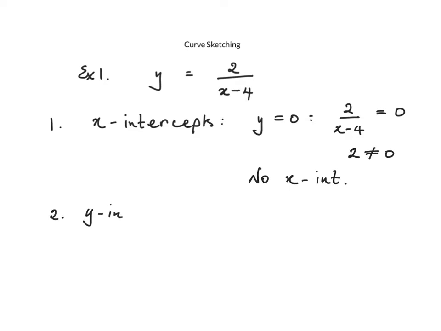Y-intercept always occurs when x equals 0. Now in this case there is a y-intercept, so y equals 2 over 0 minus 4. That's 2 over minus 4, which is minus 1/2. So the graph cuts the y-axis at (0, minus 1/2).